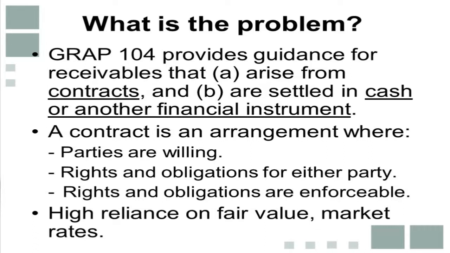So if we're having a look at contractual arrangements, GRAP 104 in the application guidance sets out some concepts for what a contract should be. And a contract, or at least its key distinguishing features, is firstly that there must be willing parties, there must be rights and obligations placed on either party in the arrangement, and those rights and obligations would be enforceable. Now you'd appreciate for contractual arrangements, typically there's a clear market for these kinds of assets and liabilities. So there's a fairly high reliance on both the use of fair value and market-related rates.